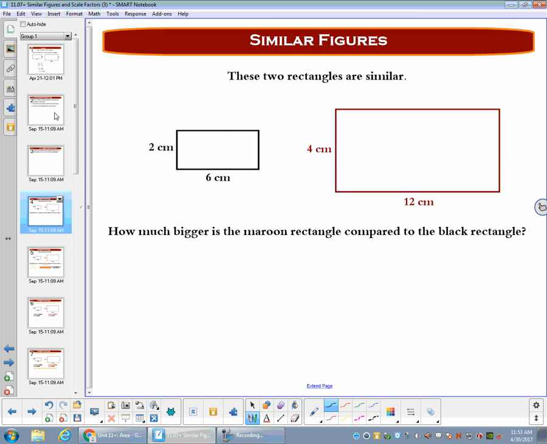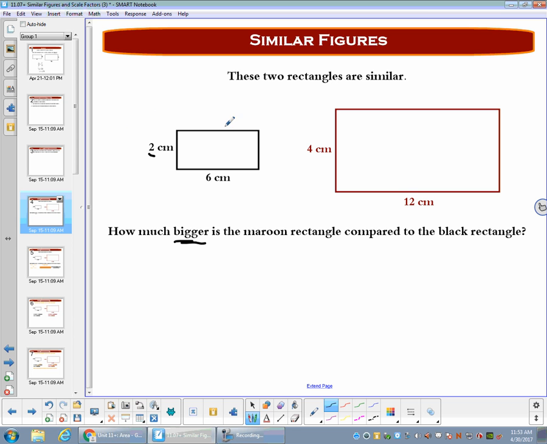So first off, if I asked you how much bigger is this rectangle than the rectangle on our left, there are a few different ways you can think about it. When you say how much bigger, are we talking about the sides? Are we talking about the area? It's hard to think about what bigger means because it could mean different things. We have to be a little bit more specific.